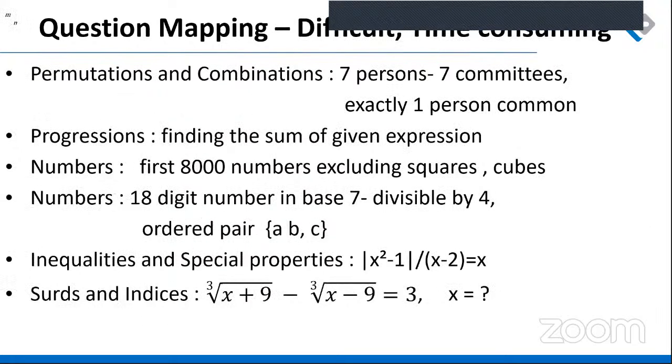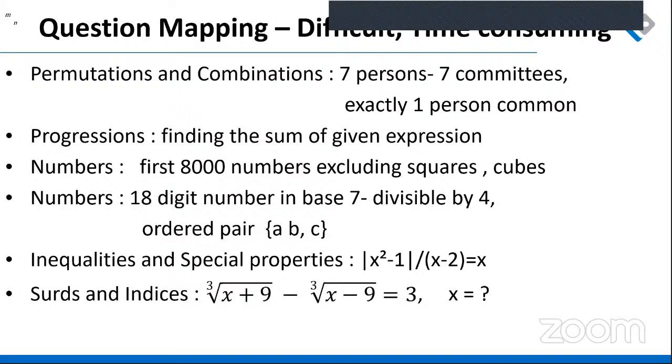The 6 difficult or time-consuming questions. The first was a permutation combination question: 7 committees, with exactly 1 person common between any 2 committees. Which of the options is correct? Any 2 committees, only 1 person can be common.